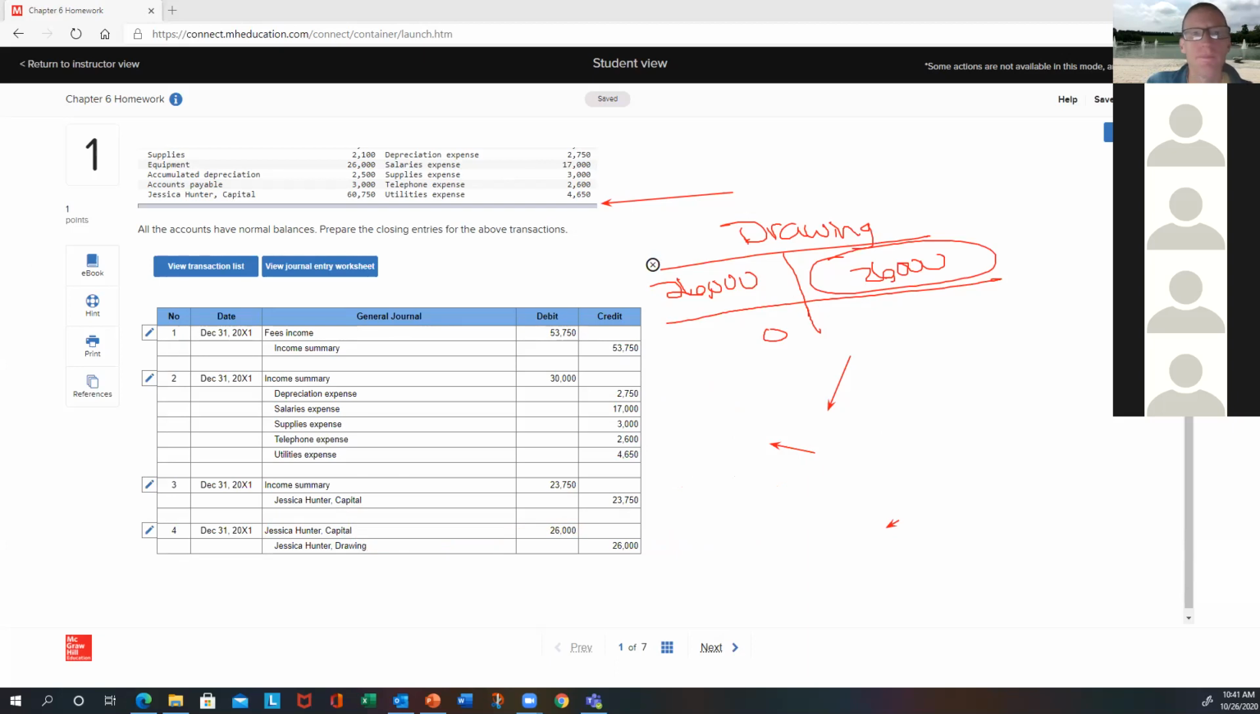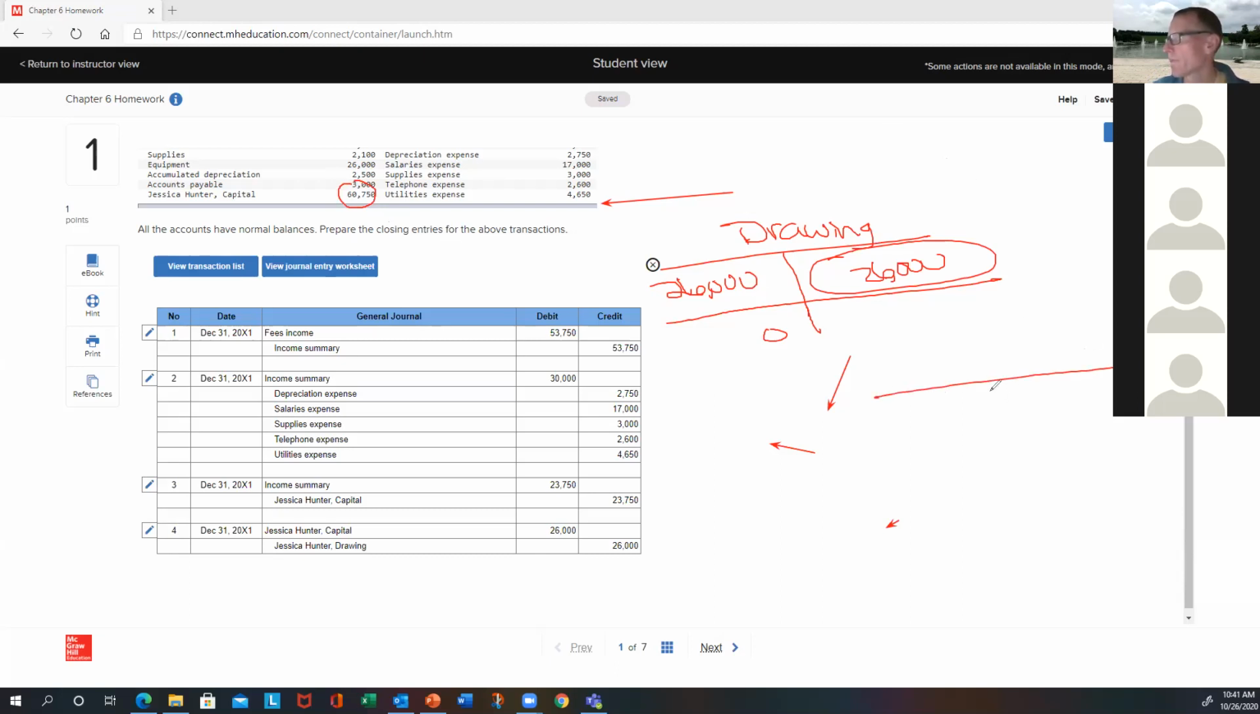Okay, now the only thing they didn't do, I'm going to bring up one more thing. Let's see if you have any questions on this. The only thing they didn't ask for in this problem was what would be the balance of capital after you post your closing entries. So what I would look at like this, so you've got capital right now, right up here, it's 60,750 was the beginning balance.